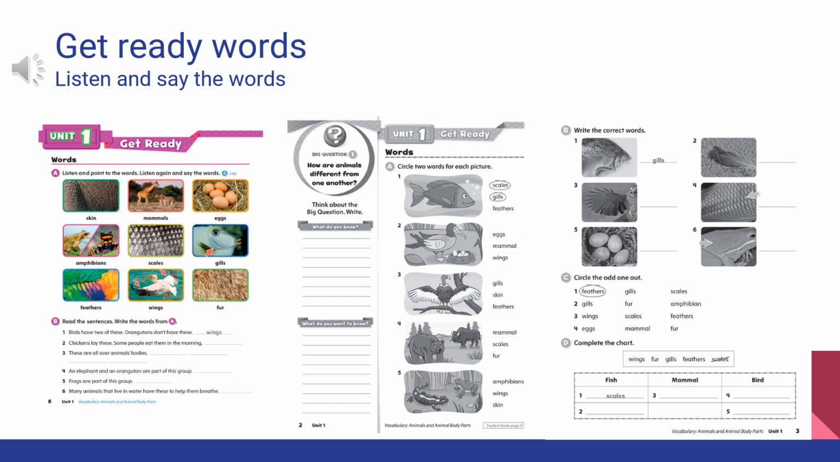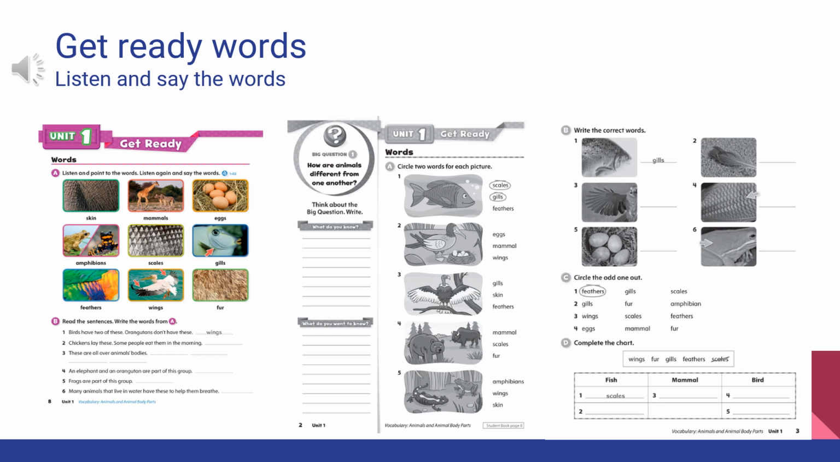So come to page number 3 of your workbook, write the correct words. The first one is gills, as it is already done. Number 2 is feathers. Yes, very good. Number 3, wings. Number 4, scales. Number 5, eggs. And number 6, skin.